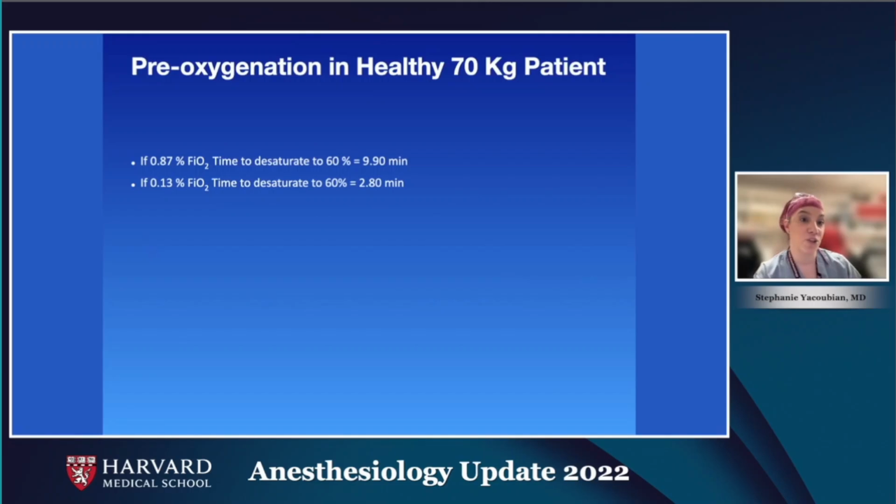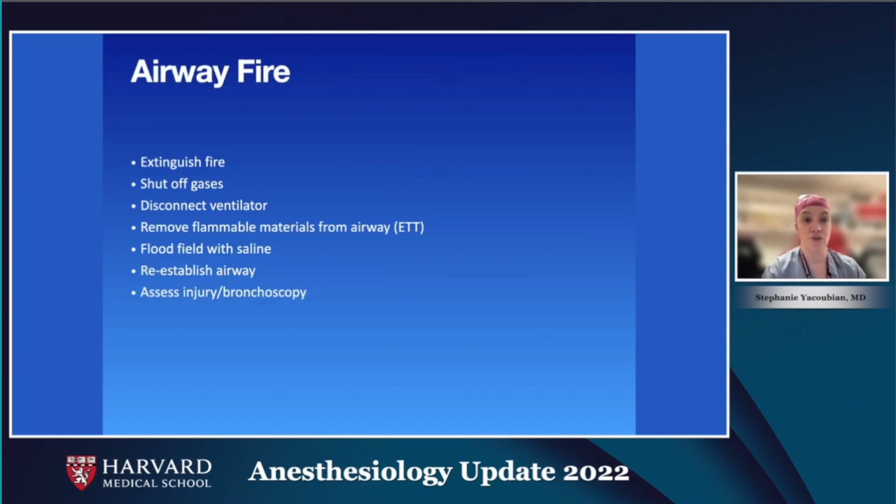If you pre-oxygenate a healthy male to about 90% FiO2, he will desaturate to 60% in about 9 minutes. If you have a patient at 10% FiO2, they will desaturate in less than 3 minutes. So it's important to pre-oxygenate your patient.